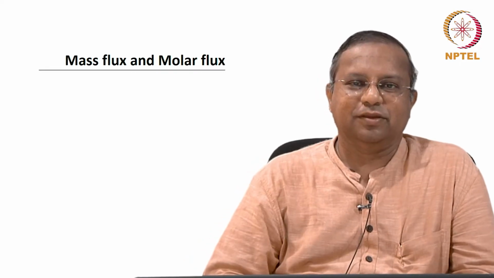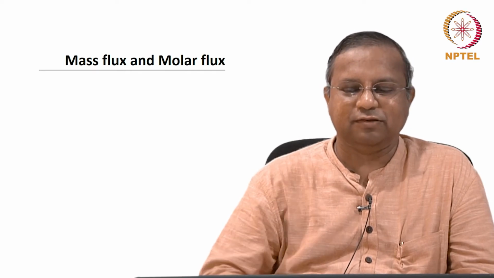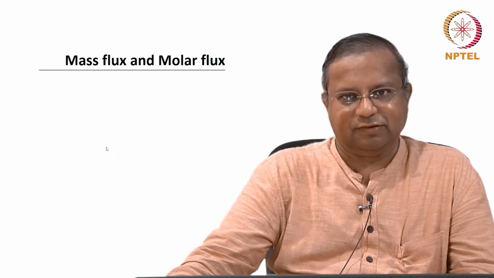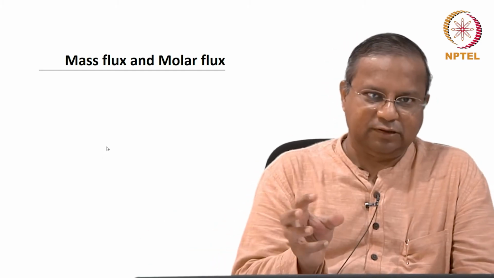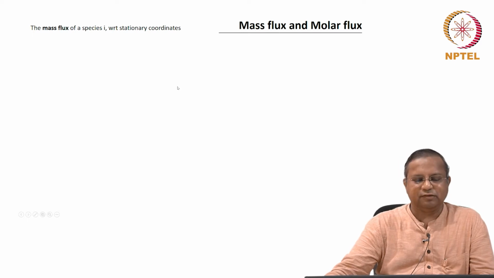Welcome. Let us continue with our formulation here of mass flux. So, mass flux and molar flux. Earlier we looked at velocities and now we are going to look at the fluxes. The mass flux of species i with respect to stationary coordinates is nothing but rho i, the product of the density times the velocity.